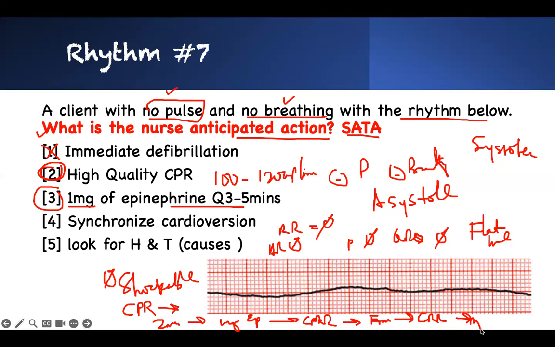You may use amiodarone. Amiodarone as the next. So this is the ACLS, you should know it by now, right? So 1 milligram of epinephrine every 3 to 5 minutes.